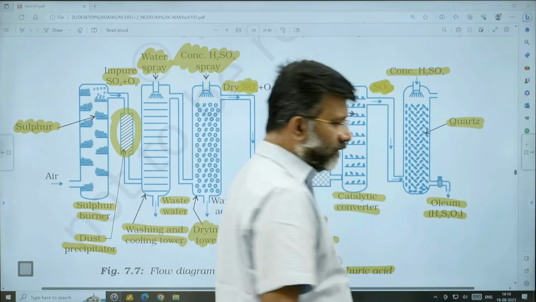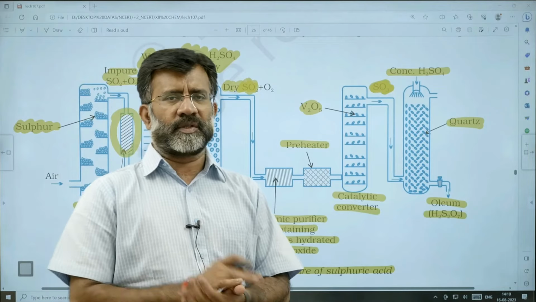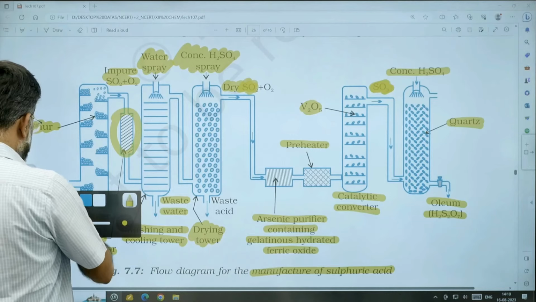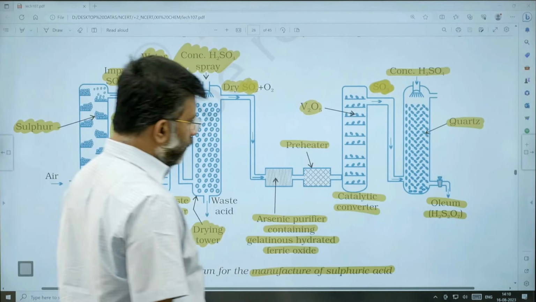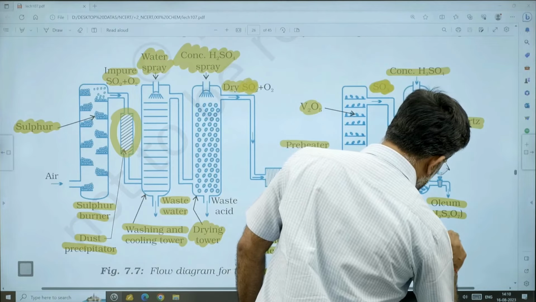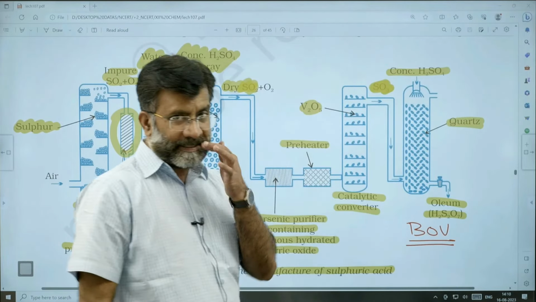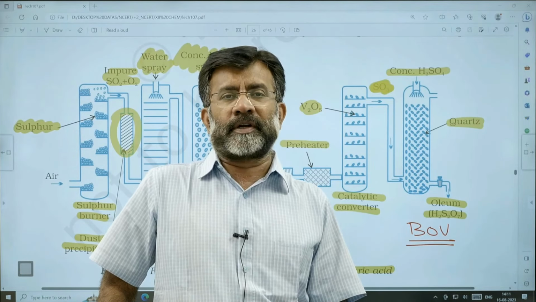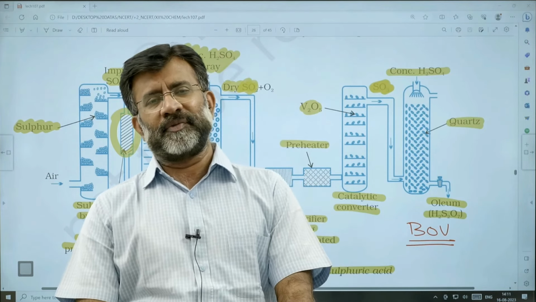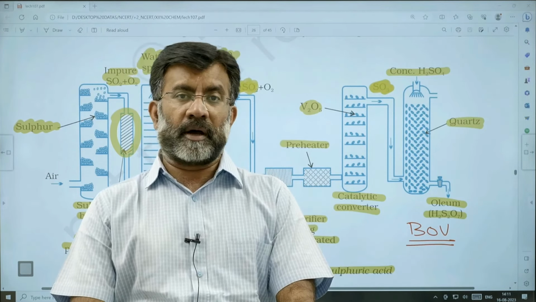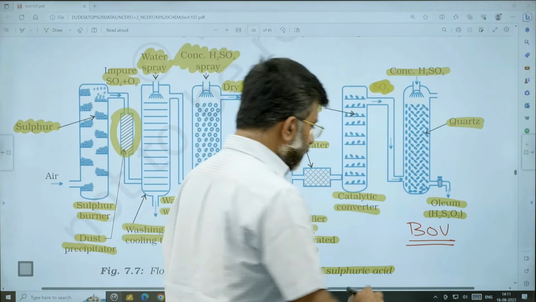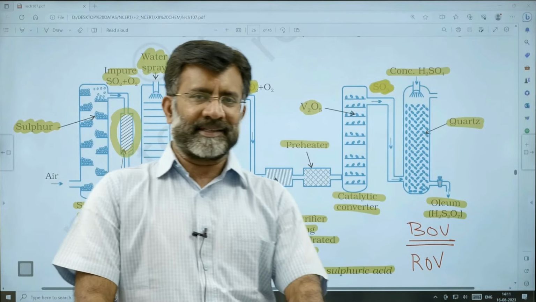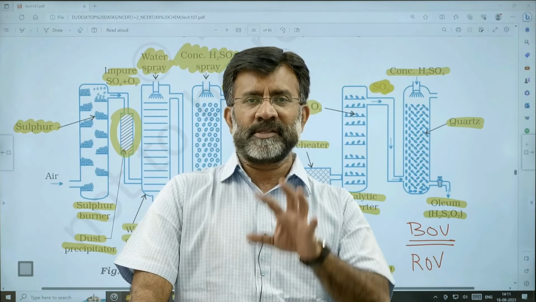Oleum is nothing but concentrated sulfuric acid. Oleum mixed with water is concentrated sulfuric acid. Technically, we call it BOV, brown oil of vitriol, as it is a brown oil type component. It is oil type in nature. Oil of vitriol is another name for sulfuric acid. You get brown oil of vitriol or rectified oil of vitriol, ROV. It is nothing but oleum. Oleum means oil type.